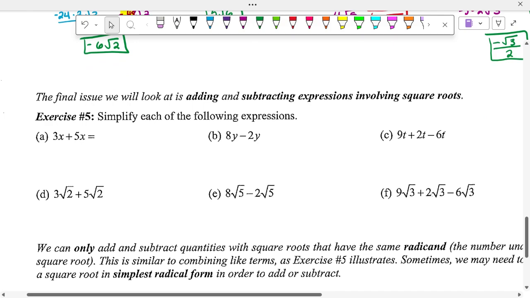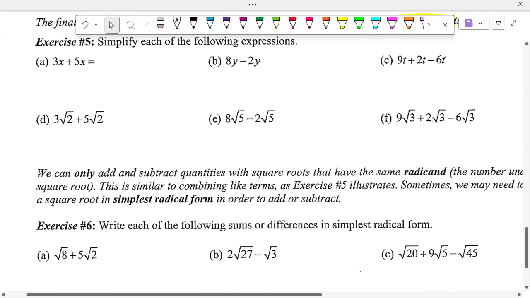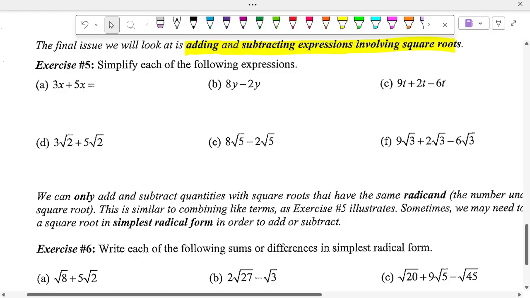Okay, last thing we're going to talk about, adding and subtracting radicals. Pretty similar to combining like terms. That's the way I think about it. It's very, very similar to combining like terms. So when you add and subtract expressions involving square roots, let's just simplify these expressions.